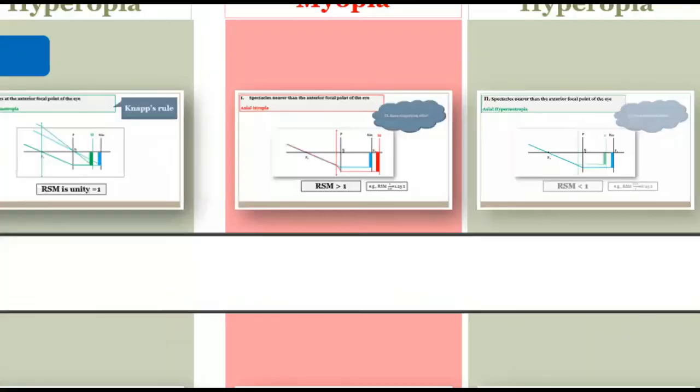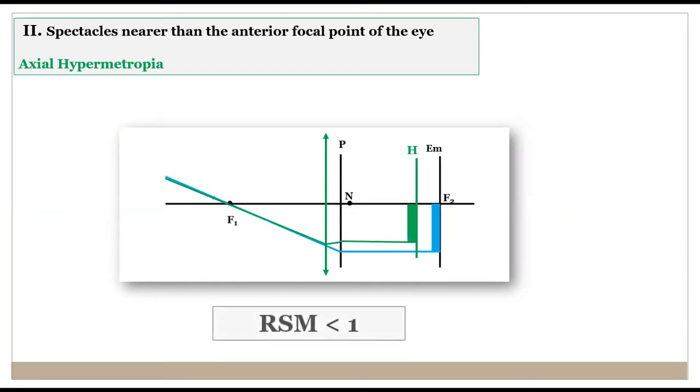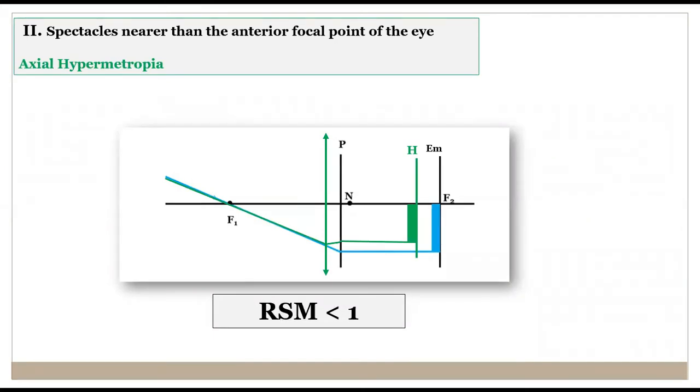How about axial hyperopia, when the correcting lens is nearer than the first focal point? By ray tracing, this ray, when it hits the plus lens, it converges, and by the refractive power of the eye, it will pass parallel to the principal axis, and here the retinal image size is minified. So the RSM here is less than 1.